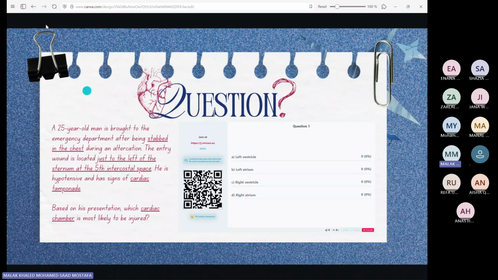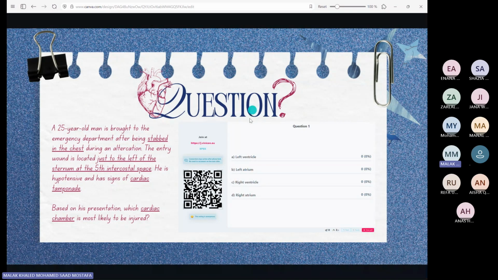The question says, a 25-year-old man is brought to the emergency department after being stabbed in the chest during an altercation. The entry wound is located just left to the sternum at the 5th intercostal space. He is hypotensive and has signs of cardiac tamponade. Based on his presentation, which cardiac chamber is most likely to be injured? If this is not working for you, by the way, you can use the chat, or you can open your mic and say the answer, whatever you're comfortable with.